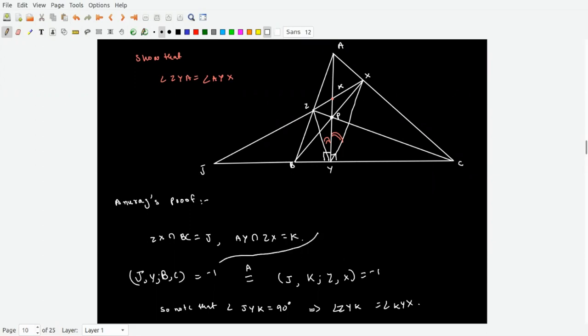Okay, so (J, Y; B, C) is equal to, once you project from A, you get that it's equal to (J, K; Z, X). And then projecting it from P, you get that this is (J, Y; C, B). But this is the projective proof of Ceva-Menelaus. No, this is the proof that it's negative one. It was also projective. This was the projective proof of Ceva-Menelaus.